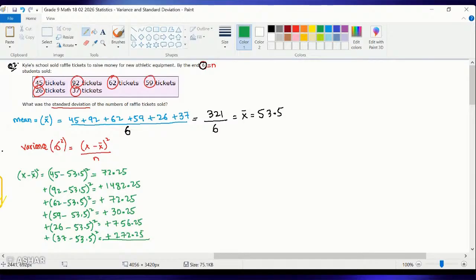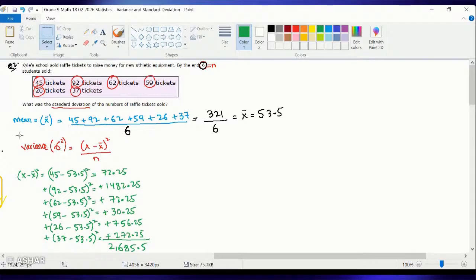272.25 plus 756.25 plus 30.25, 72.25, 1482.25, 72.25, right? And the answer comes out to be 2685.5. Agreed?